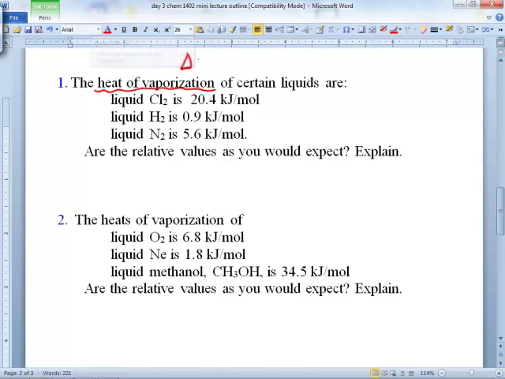That's what they're talking about, that delta H vap. Okay, so it's 20.4, 0.9, and 5.6 for these different compounds. Is it what you would expect? So Maria, it's biggest for liquid chlorine, smallest for liquid hydrogen. Does it make sense?